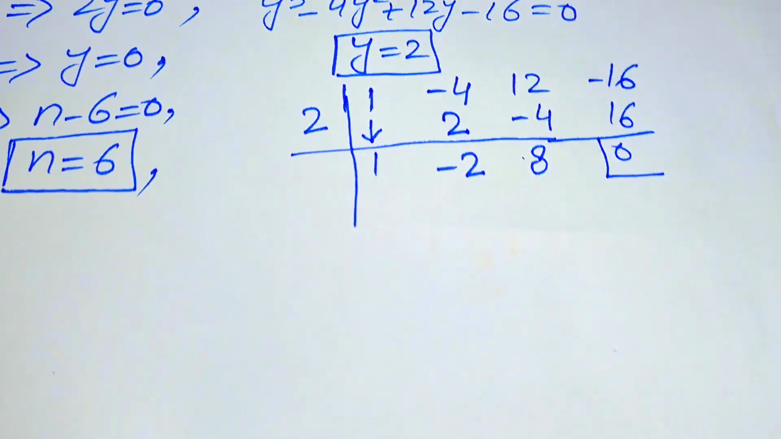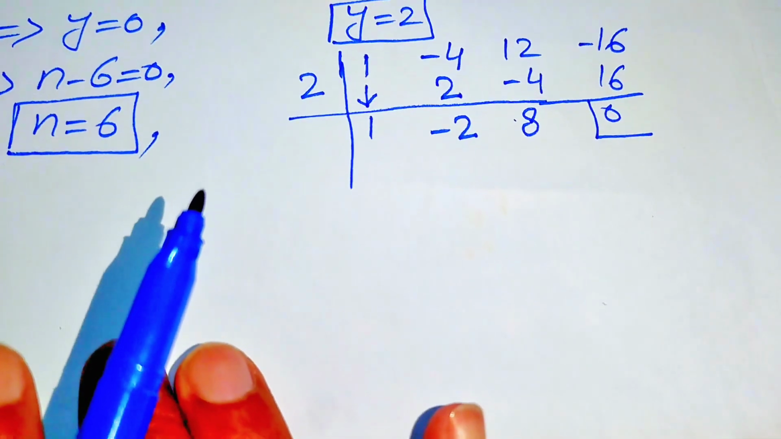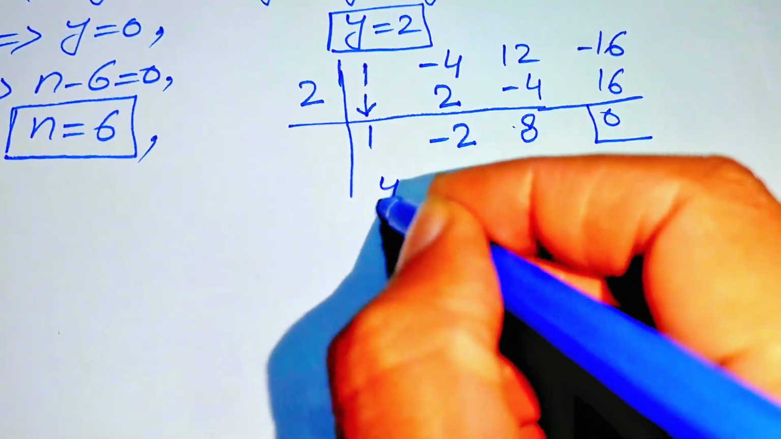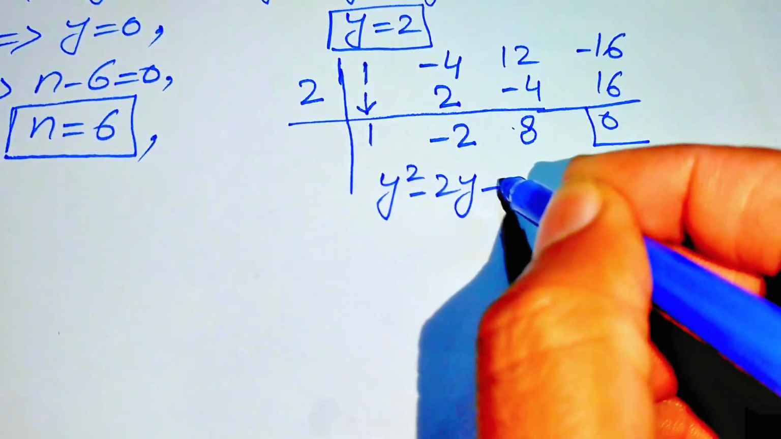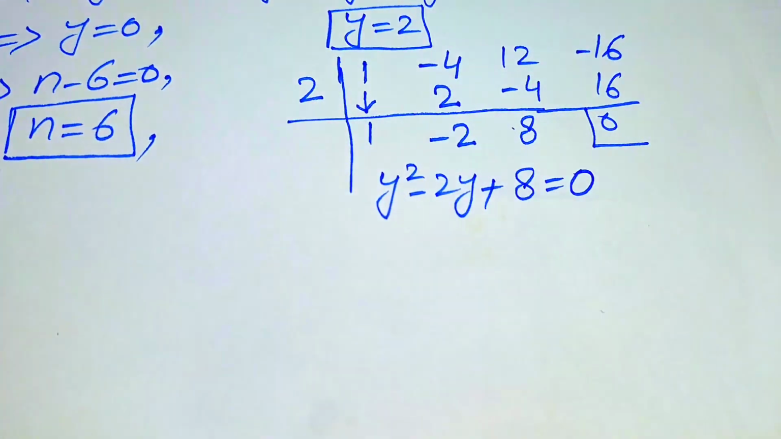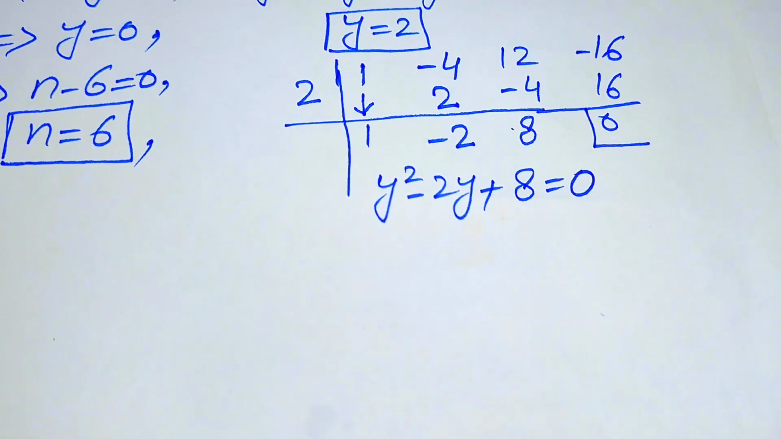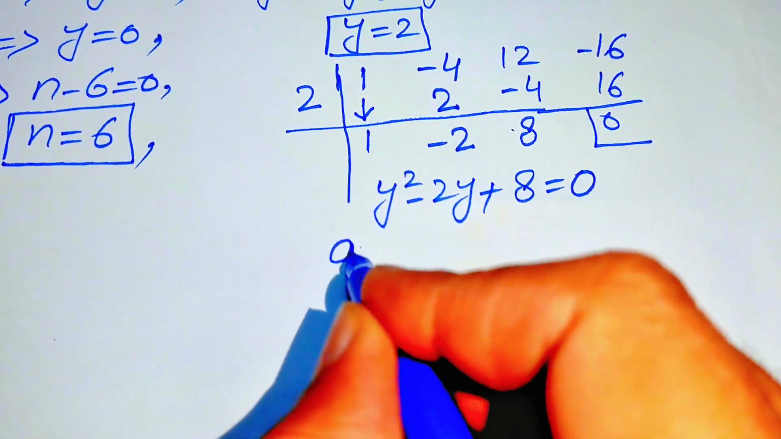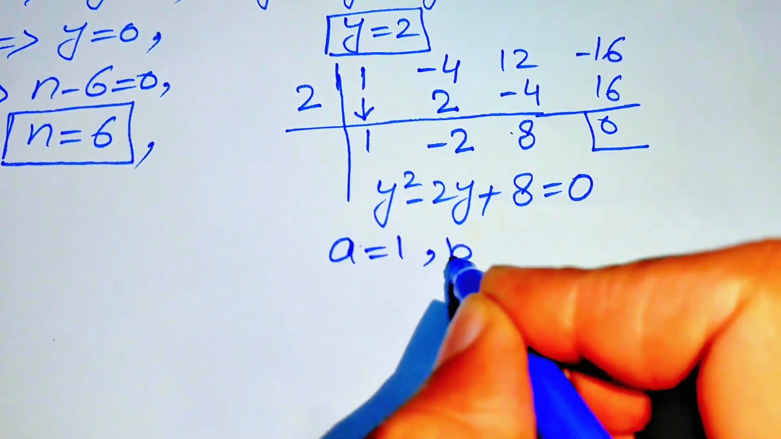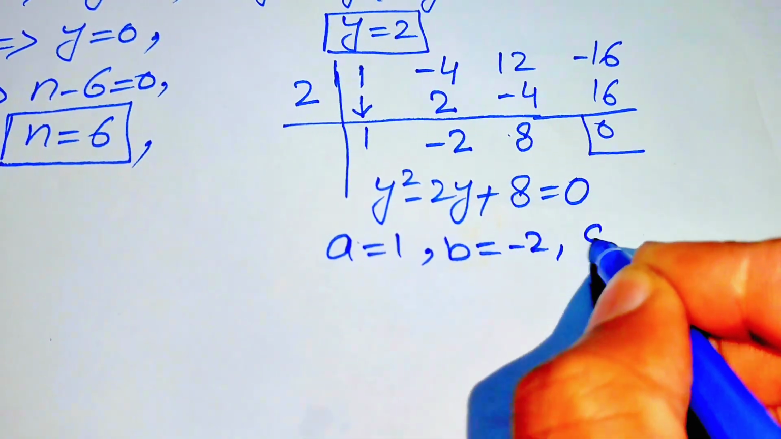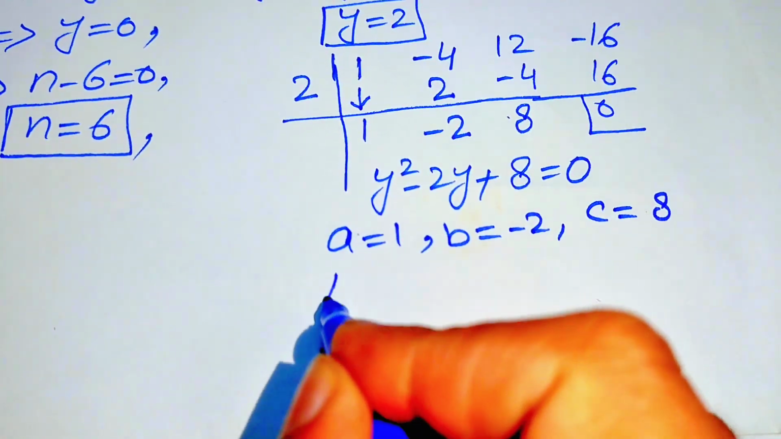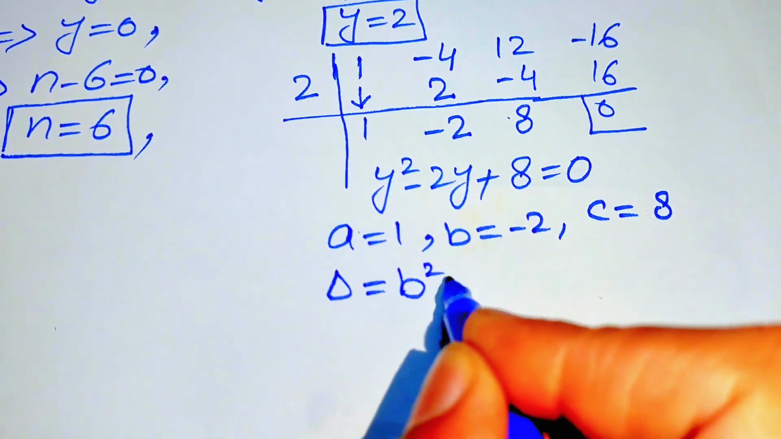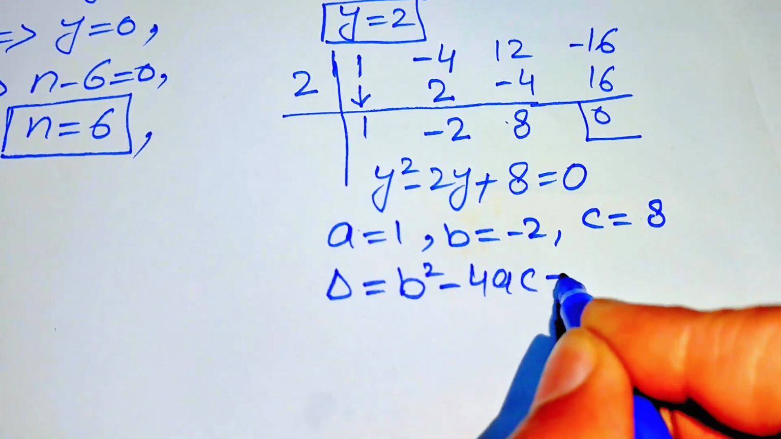Now we write the depressed equation. The depressed equation is y squared minus 2y plus 8 equals 0. Here you see that we need only integer solutions, so first we check whether this equation has integer solutions or not. We use the discriminant formula. First we write the coefficients of this equation: a equals 1, b equals minus 2, and c equals 8. The discriminant formula is delta equals b squared minus 4ac.